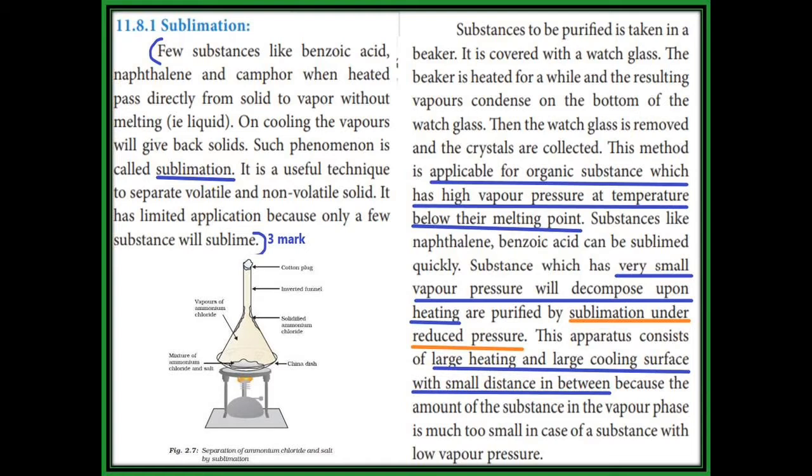In this setup, the bottom of the inverted funnel gives a large area for heating, and the cooling area, the tube-like structure in that funnel, is a large cooling surface area but with a small distance. Why is it a small distance? Because the amount of substance in the vapor phase is too small when the vapor pressure is low. The substance having a low vapor pressure is in very small amount in the vapor phase, so we have a large heating and large cooling surface with a small distance in between. Okay guys.